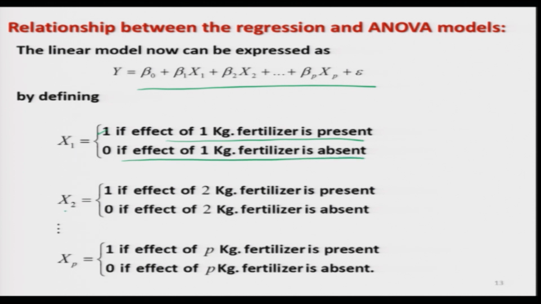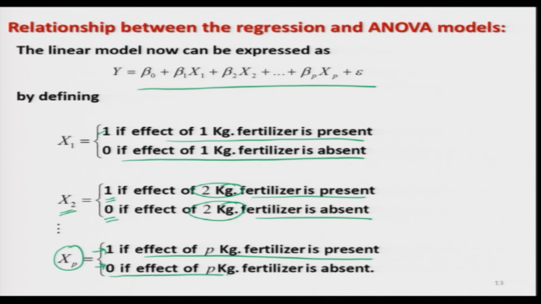And similarly, x 2 will take value 1 if the effect of 2 kg fertilizer is present, and this takes value 0 if the effect of 2 kg fertilizer is absent. Right. And similarly, this variable x p is again going to take the same values 1 and 0, but now x p is taking value 1 if the effect of p kg fertilizer is present, and it takes value 0 if the effect of p kg fertilizer is absent.